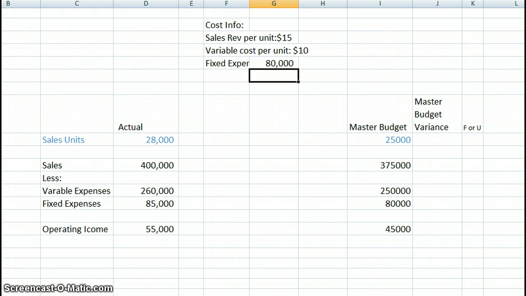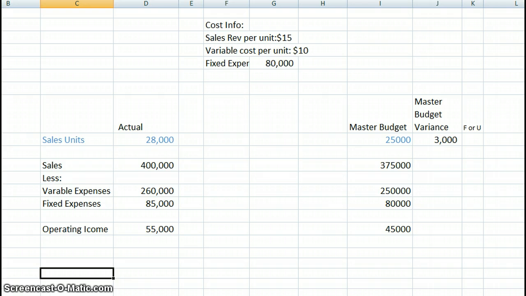So let's calculate our variances. Remember, we're going to call this the master budget variance. That's the difference between your budget and actual. Sales units were 25,000 for the budgeted, actual were 28,000. We have a variance of 3,000 units.